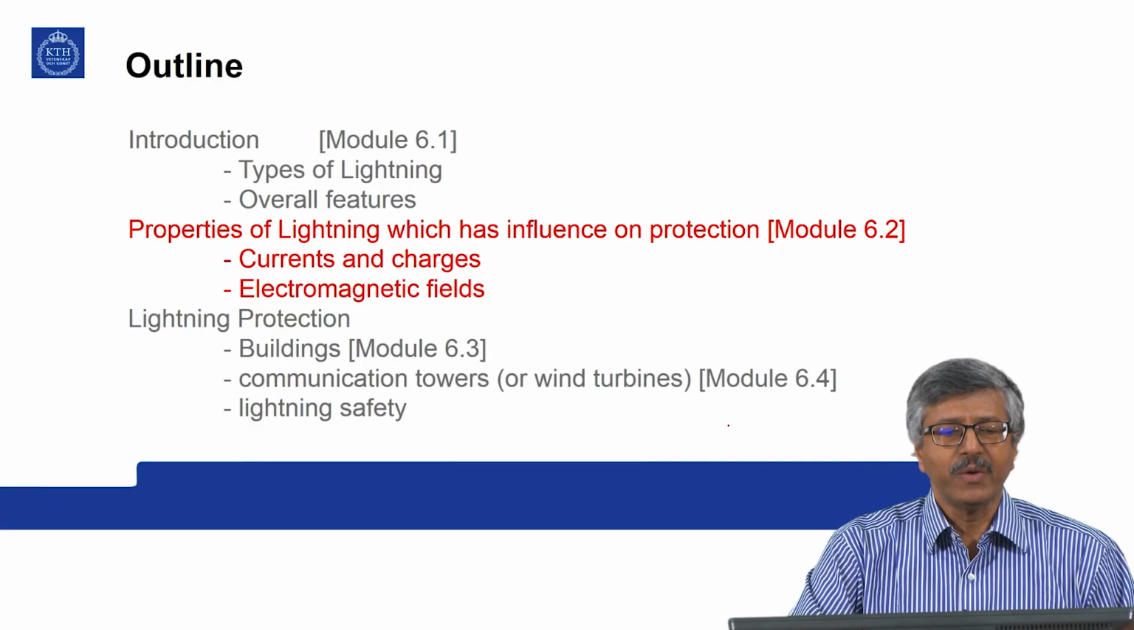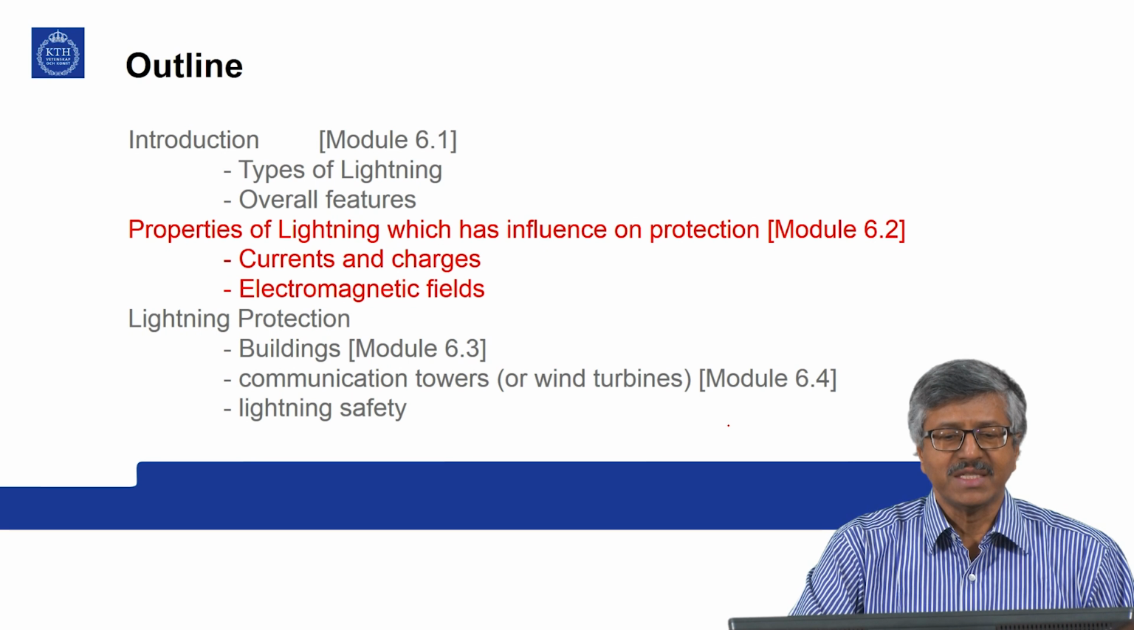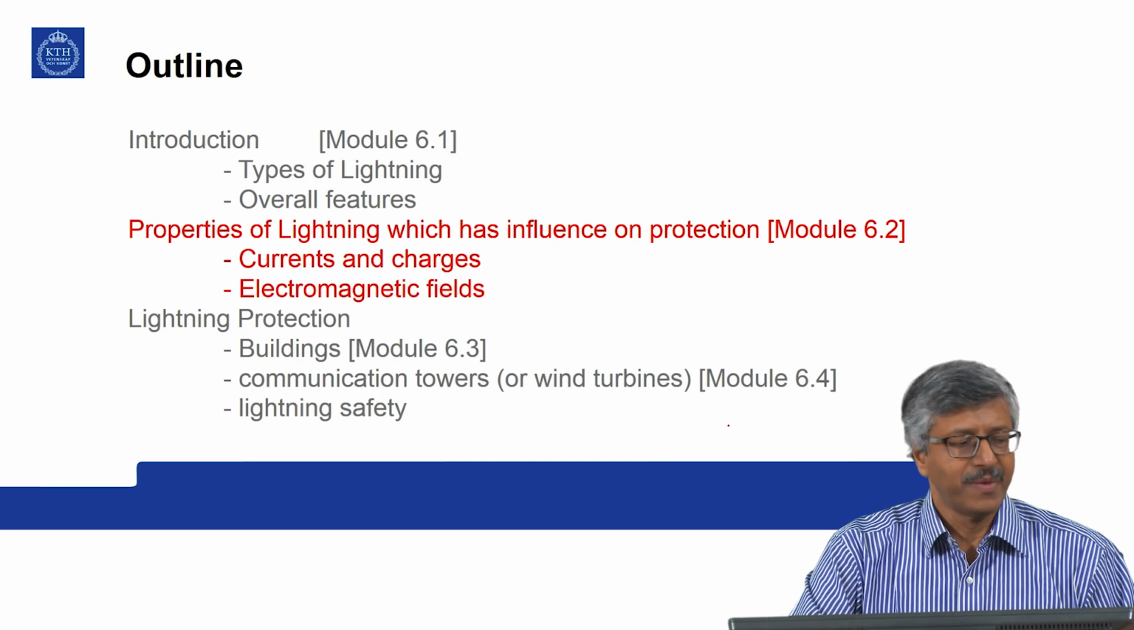Lightning and electromagnetic interference, or lightning protection. This is module number 6.2. In this we will look at properties of lightning which have influence on protection. We will concentrate on currents and charges from a lightning flash and the electromagnetic fields. These are the two quantities that affect earthbound systems.